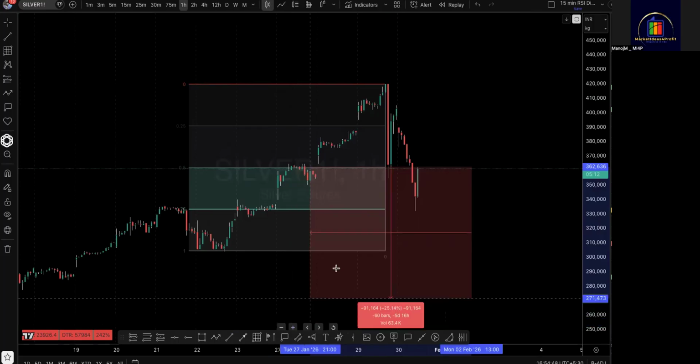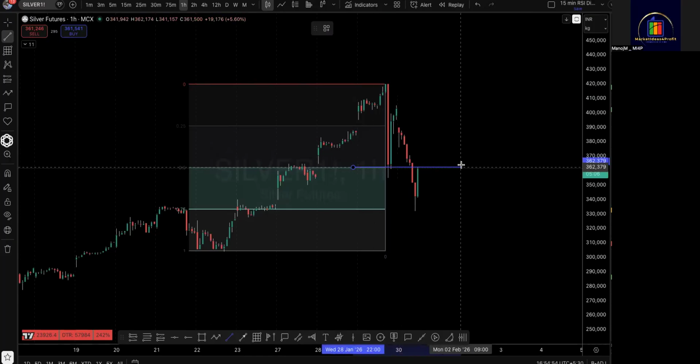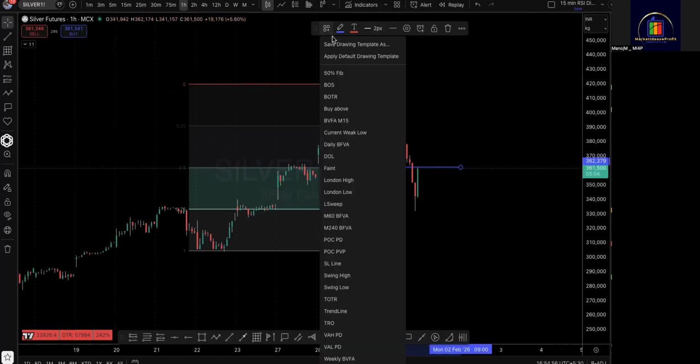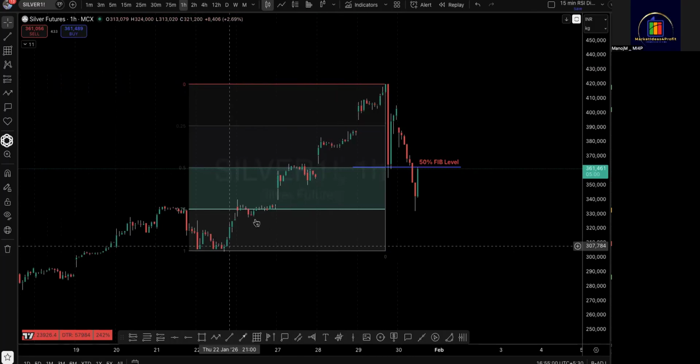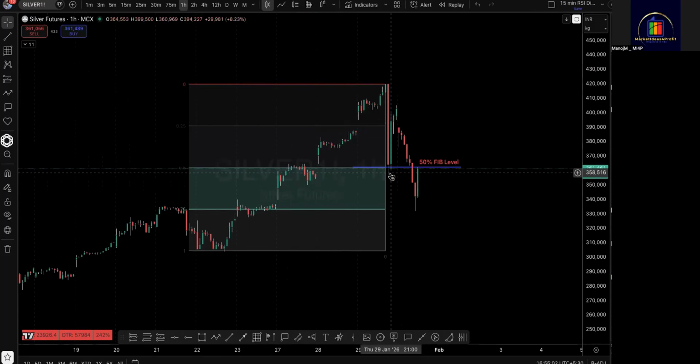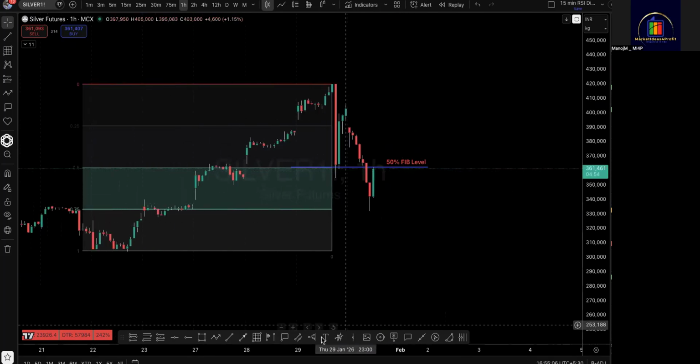I'm so sorry, my tools are misbehaving. But let me mark this, okay? So this is the 50% fib level, and we're seeing that the silver chart reacted beautifully. It went back up again. It has come back down again. Now this is a crucial level.